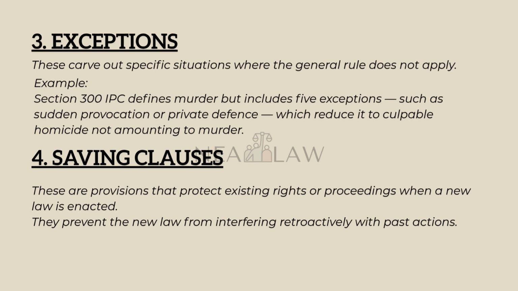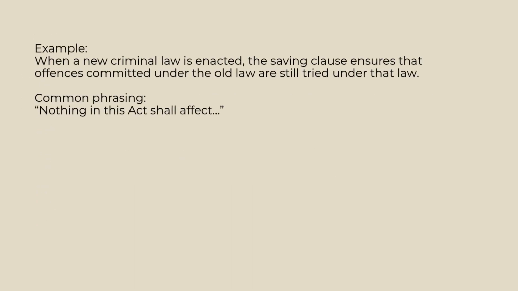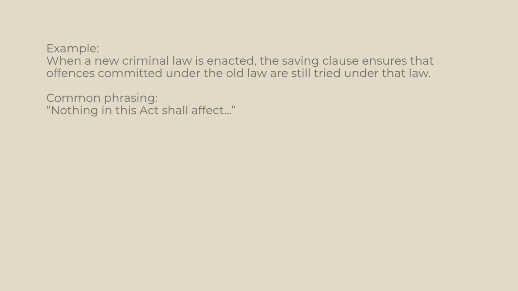A good example is Section 6 of the General Clauses Act, 1897. When a law is repealed, Section 6 ensures that anything done under the old law is not invalidated unless the repealing law explicitly says so. So, saving clauses act like safety nets. They make sure the transition between old and new laws doesn't cause injustice or confusion.